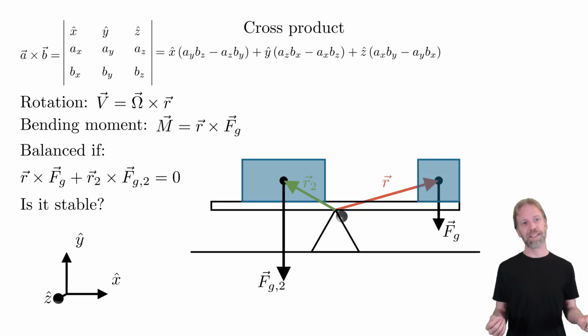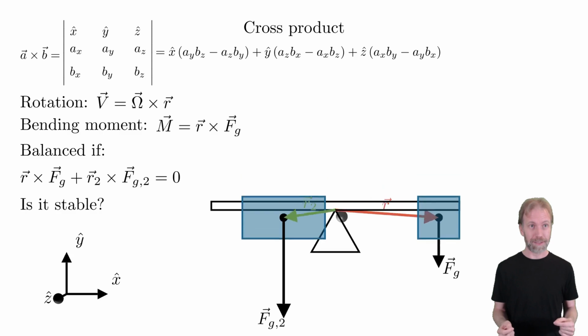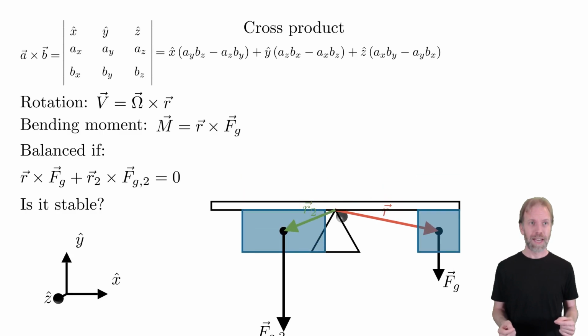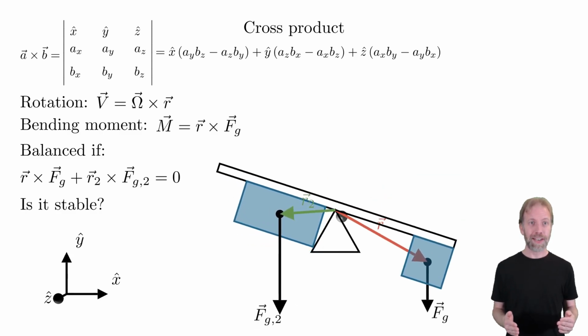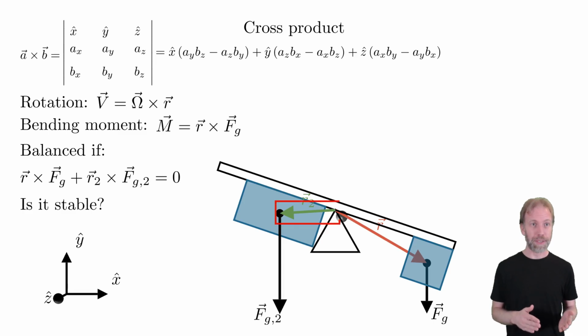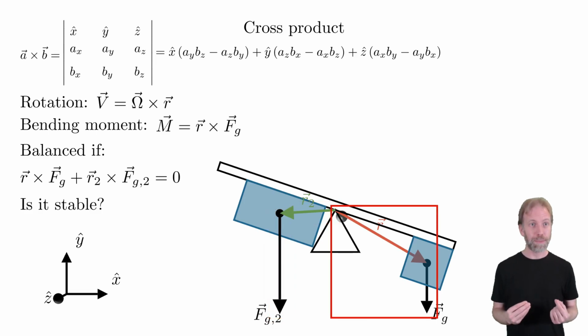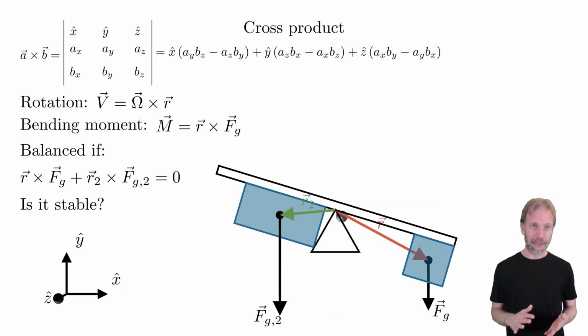The next question is, how do we make it stable? One solution is to put the weights under the plate instead. Now when we tilt it, the weight to the left is closer to having perpendicular vectors and gives the largest bending moment, while the weight on the right gets a lower bending moment due to more parallel vectors. In this case, we can expect it to turn back by itself.